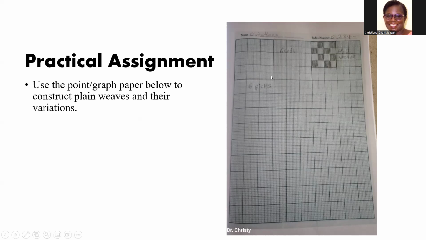Then let's count in the vertical direction. 1, 2, 3, 4, 5, 6. I have 6 ends. So the warp, individual ones are called ends. So I have 6 ends. Okay. So here I have done my plain weave. I have demarcated my area. So this is 1, 2, 3, 4. That is 4 ends. Then 1, 2, 3, 4, 4 picks. So this is my plain weave.